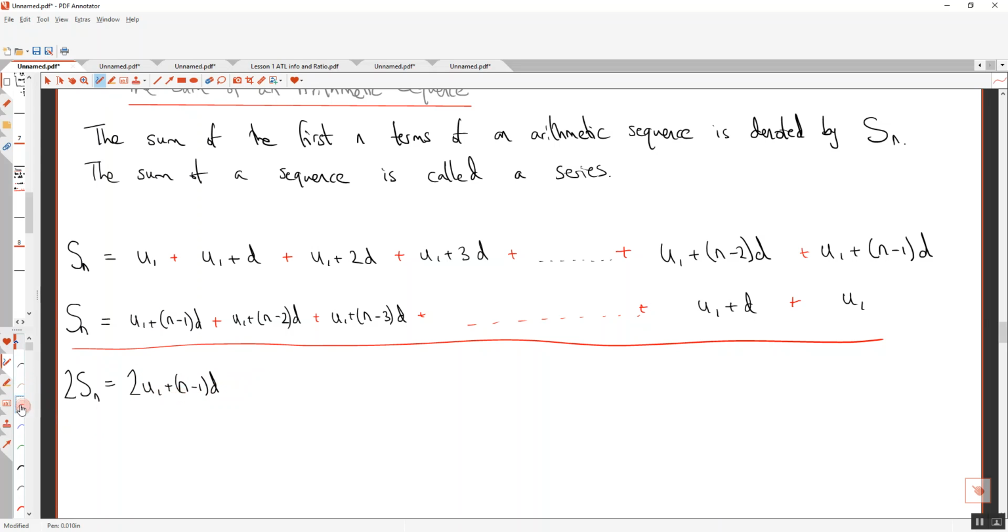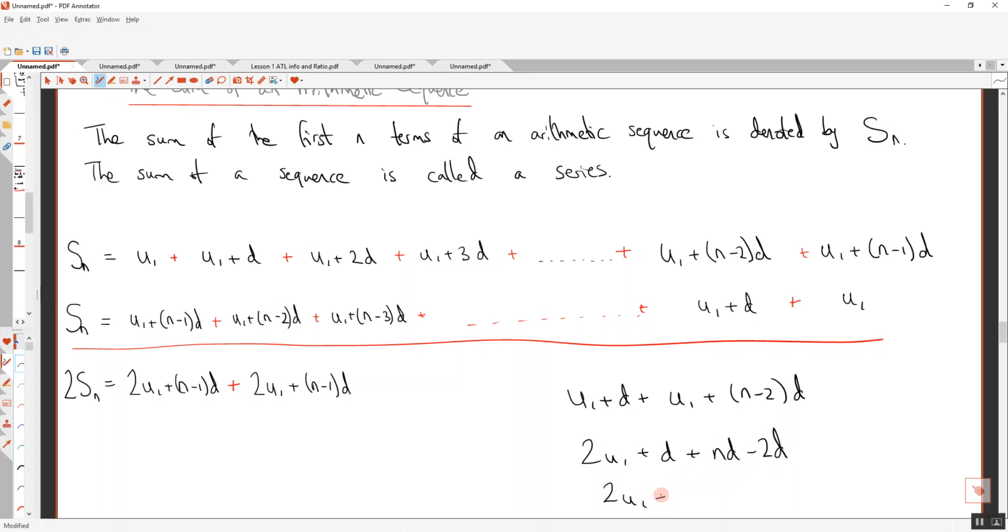What is these 2 terms added together? 2u1 plus n minus 1d plus d. Or, no, it's actually the same thing. If I was to add it over here, I've got u1 plus d plus u1 plus n minus 2d. So I'm taking this and adding it to this. I've got my 2u1, plus the d. Let's just multiply this out. I've got nd minus 2d.